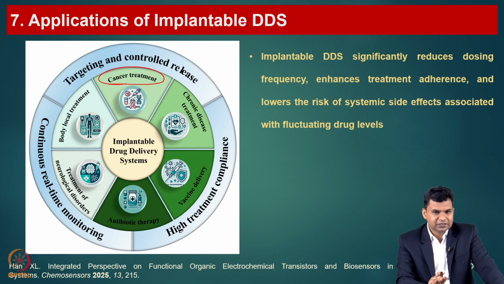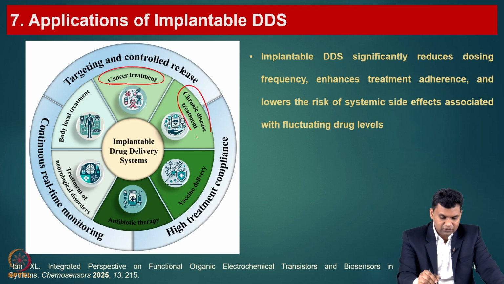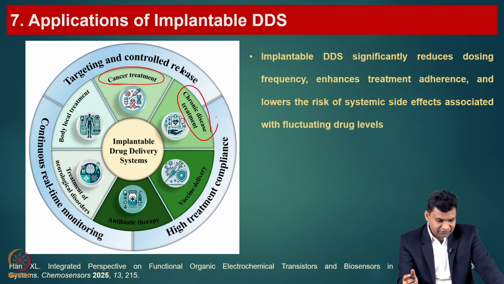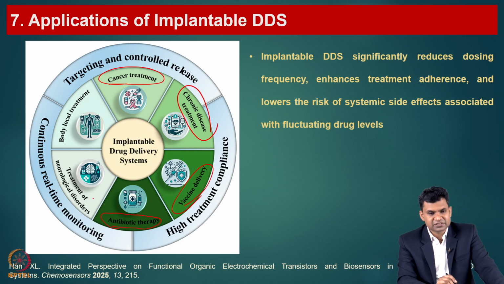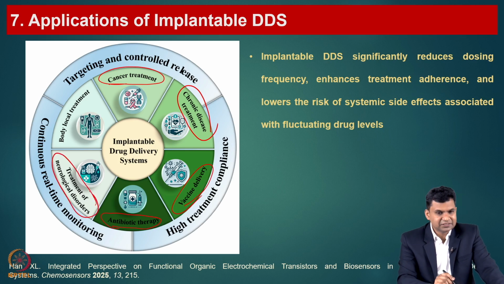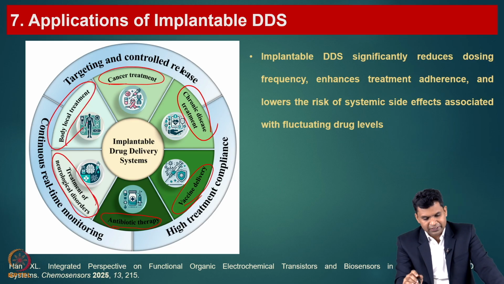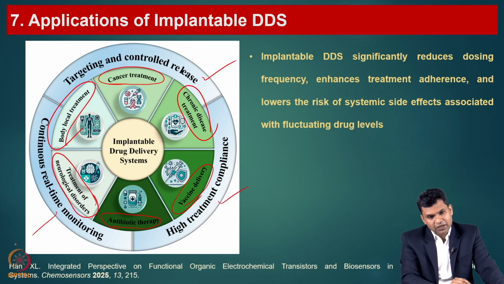We need to place them in the brain. Also we have chronic disease treatment, like in the case of diabetes and also thyroid; in such cases we can also provide implants. Vaccine delivery is also possible, and antibiotic therapy for those suffering from various types of infections, and treatment of neurological disorders like those of the CNS. Local treatment of the body is also possible, that is drug controlled release, high treatment compliance, and continuous real-time monitoring.